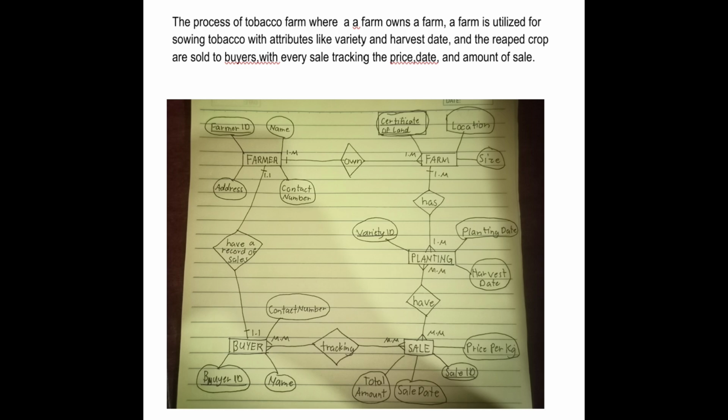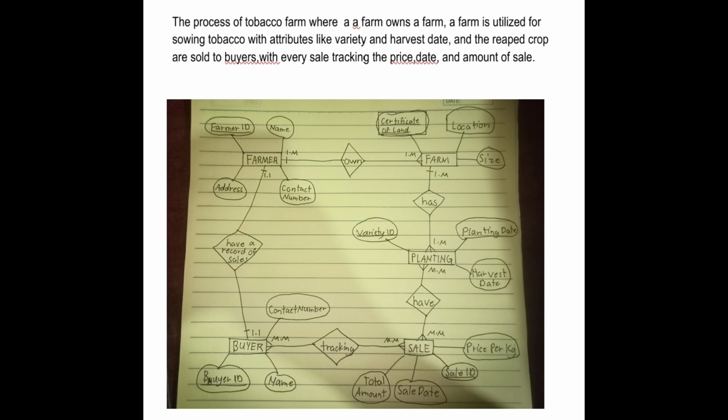Fourth entity is sale. The attributes of sale are price per kg, sales ID, sale date, and total amount. And the primary key of sale is sale ID. The fifth entity is buyer. And the attributes of buyer are contact number, name, and buyer ID. And the primary key is buyer ID.